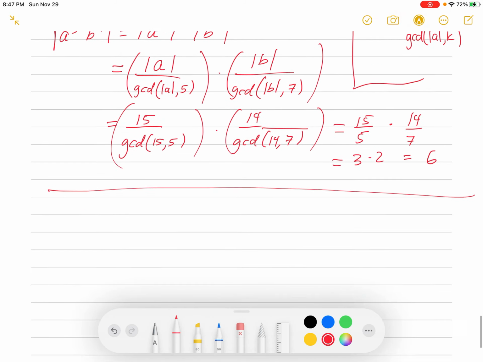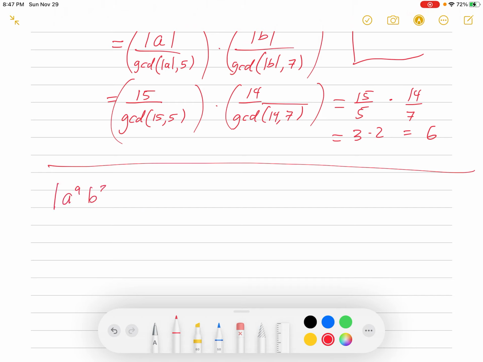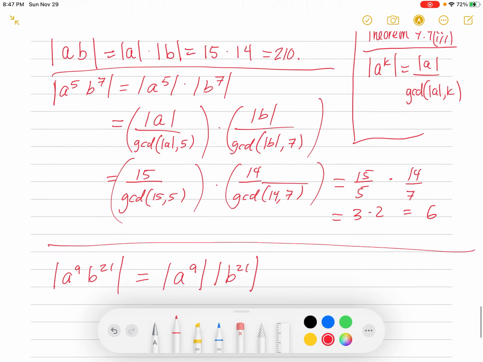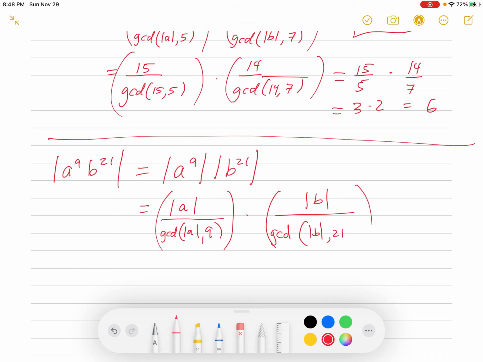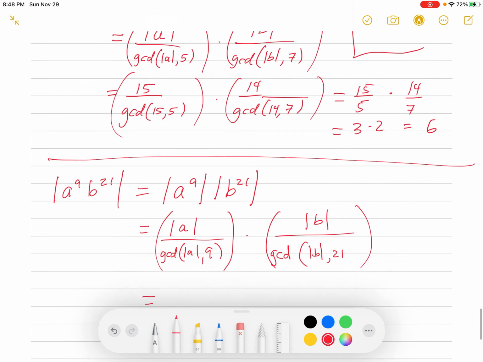All right, so let's do one more. We wanted to do A to the 9th, B to the 21st. We wanted the order of that element. So we can say this is the order of A to the 9th times the order of B to the 21st, using our theorem. Their orders will be relatively prime because the order of A and the order of B were relatively prime. Okay, so using Theorem 7.9 part 3, we're going to have the order of A divided by the greatest common divisor of the order of A and 9. And then the order of B divided by the greatest common divisor of the order of B and 21.